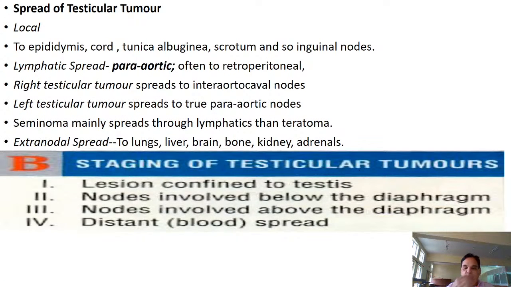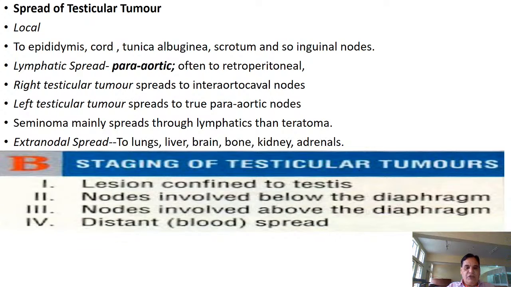Okay. Coming to the spread. How does it spread? Local spread, to epididymis, cord, tunica albuginea, scrotum, and then to the inguinal lymph nodes. Lymphatic spread, para-aortic and retroperitoneal. Right testicular, aortocaval; left testicular, para-aortic. Seminoma spreads to lymphatics more than teratoma. Extranodal spread goes to lung, liver, brain.